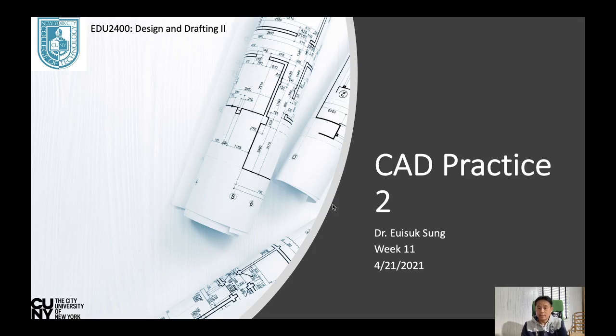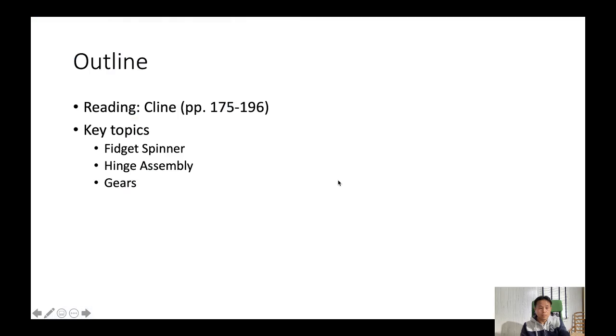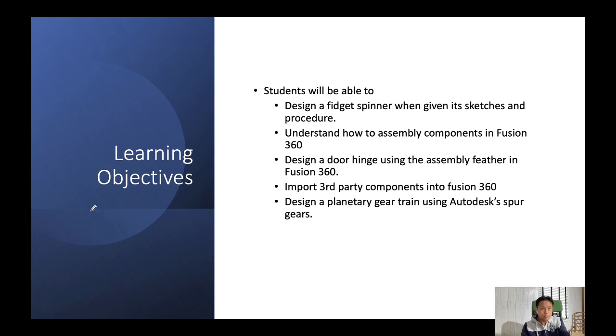This topic is CAS Practice 2. I'm going to show you a quick outline. For this class, you will need to read this book chapter, pages 175 to 196. These are three topics for tonight. These are the learning objectives for you.